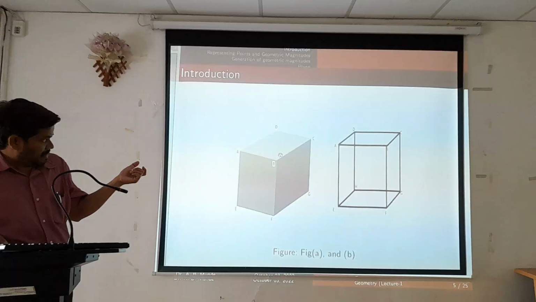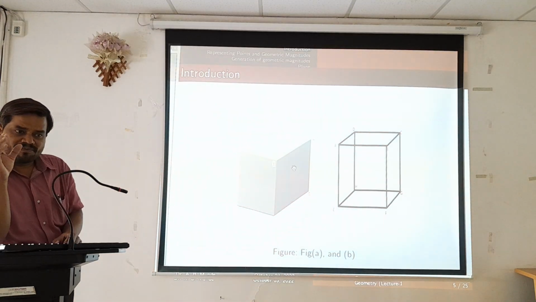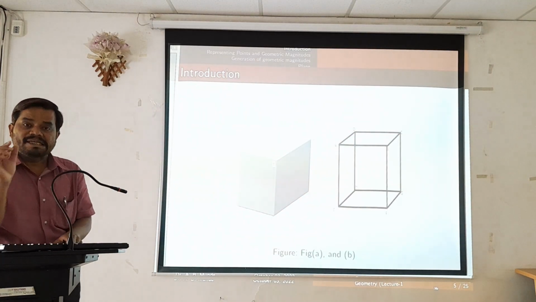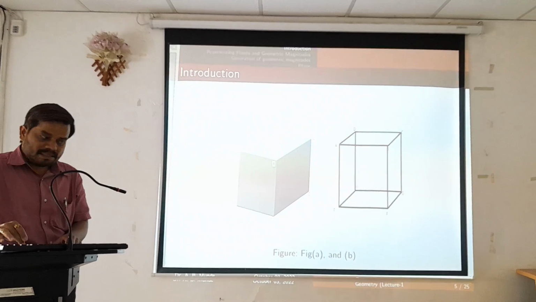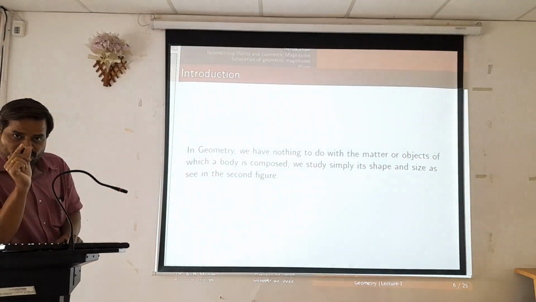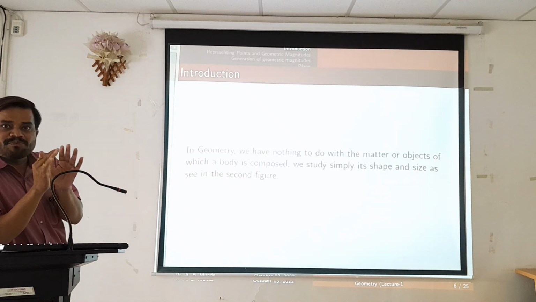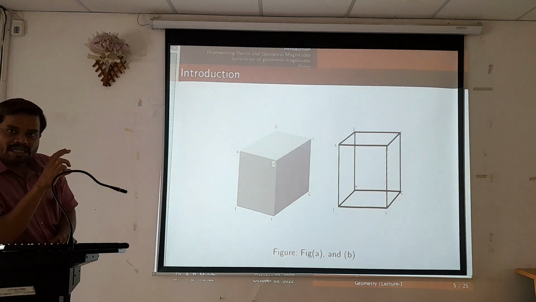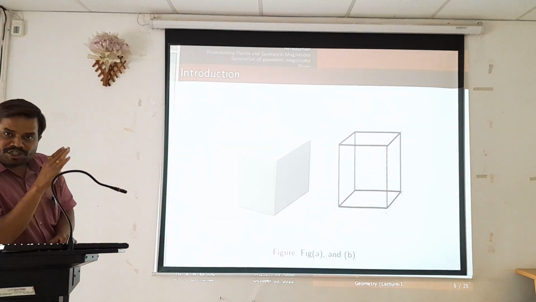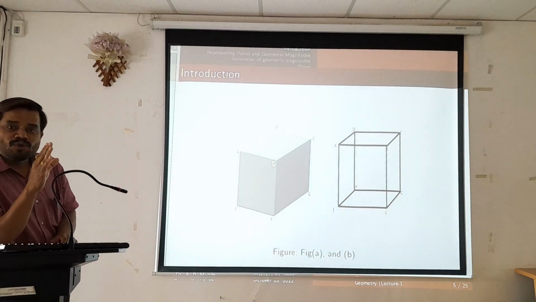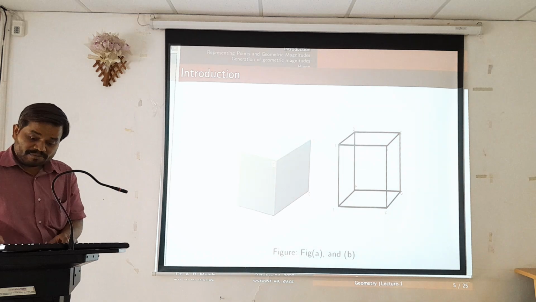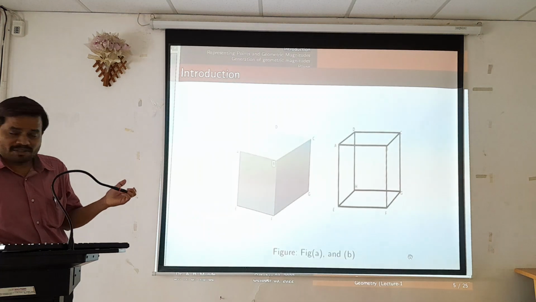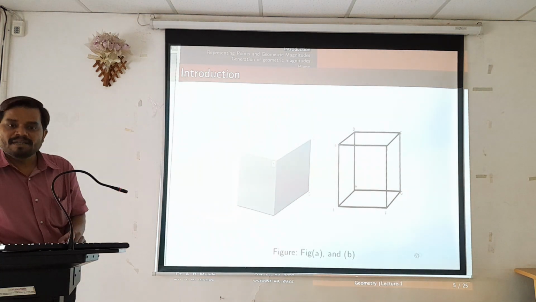समजते सगळ्यांना? जर ही पहिली फिगर पाहिली आहे तर याच्यामध्ये काहीतरी फिल केलेले सॉलिड आहे आणि त्यामुळे त्याला आपण सॉलिड फिगर म्हणतो. So we study only simply the shape and size of that figure. If we see the second figure, this is only the shape and size of that cuboid. So in geometry we will study only the shape and size of the second image, not the first one, because solid geometry is not covered in your syllabus.